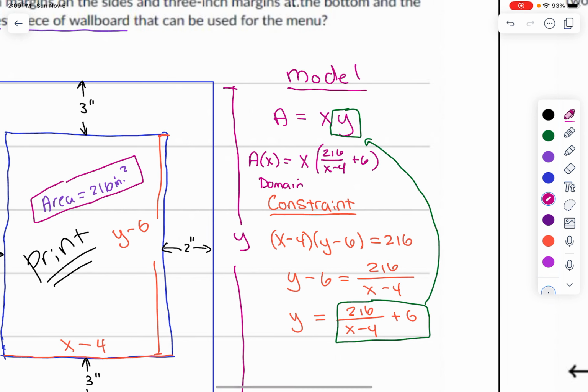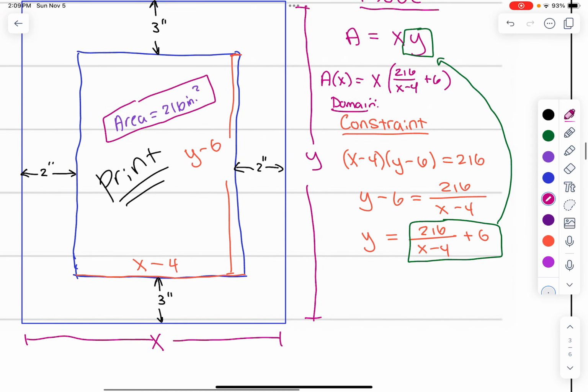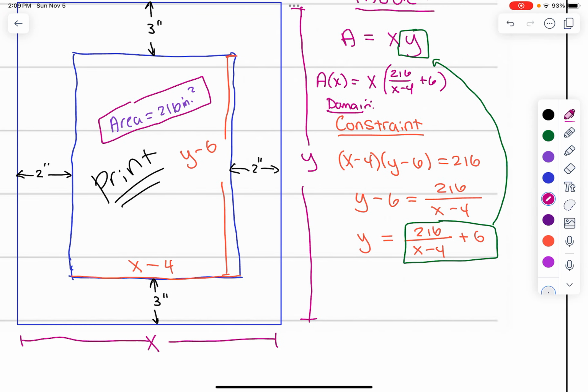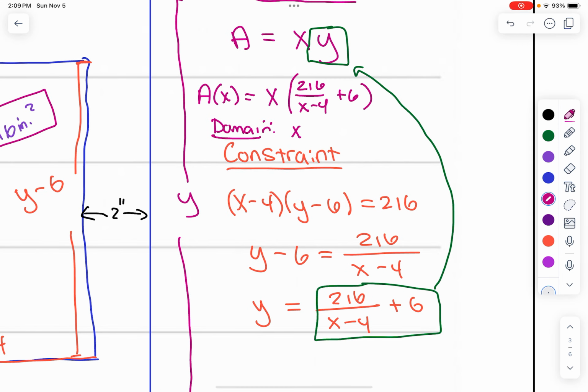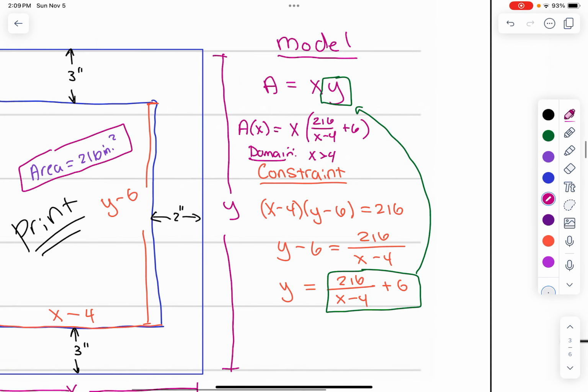Well, obviously x needs to be positive, but x also has to be greater than 4, right? Because if it was less than 4, you'd have a print area that would have a negative side. So let's just start with that. I need x to be bigger than 4. So I don't need to consider 4 if it shows up as a critical point or anything like that.